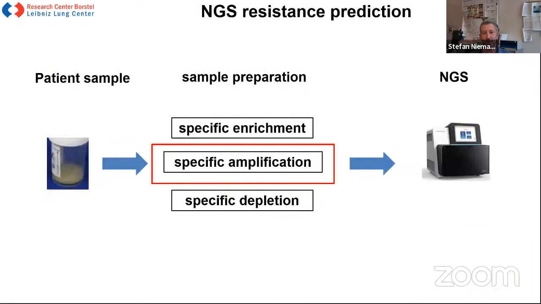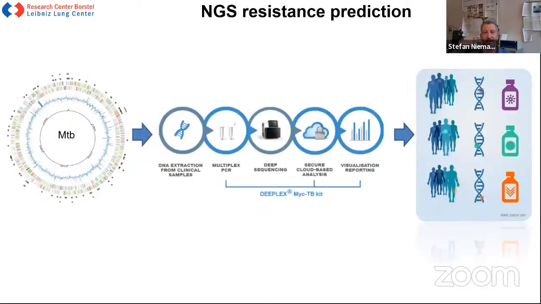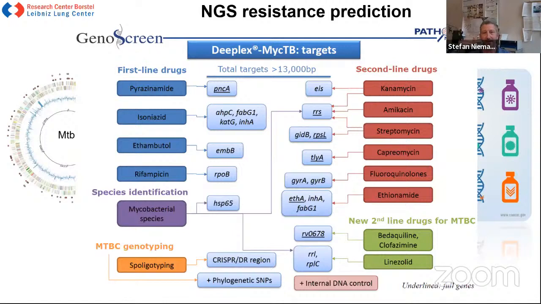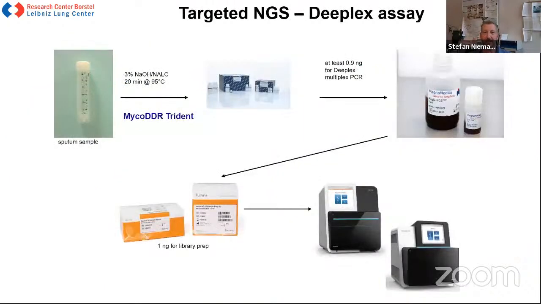There is another approach, which is specific amplification of resistance genes, and then you would just look into that. And there's actually one assay that is out, a duplex assay. Then you do extraction, amplification, sequencing, and data analysis in a cloud-based system, and you can then go to a resistance report and individualized treatment. That looks into quite a number of resistance genes, as shown in this cartoon. And we just did a first evaluation with this setup here.